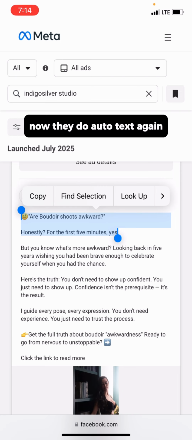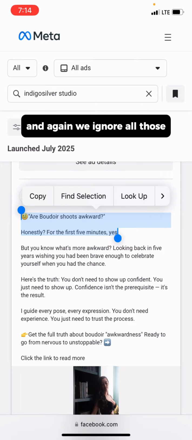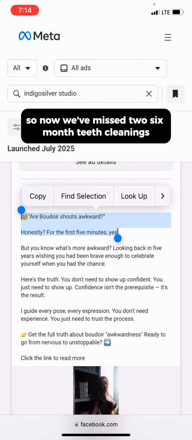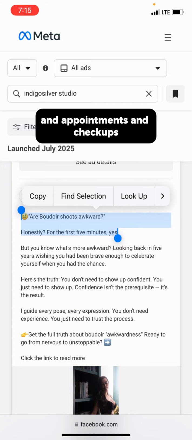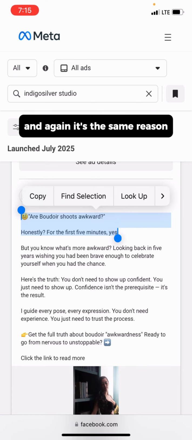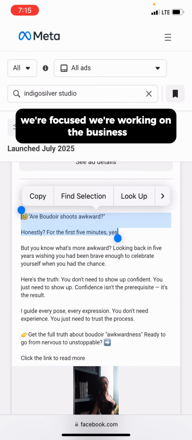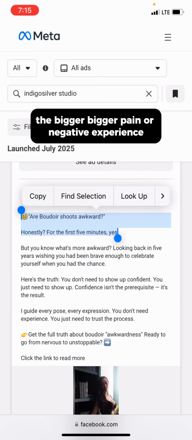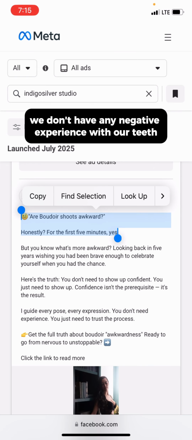Now, they do auto text again month 8, month 10, and month 12. And again, we ignore all those. So now we've missed 2 6-month teeth cleanings and appointments and checkups. And again, it's the same reason, we're busy, we're focused, we're working on the business. That's actually the bigger pain or negative experience we're dealing with right now, putting fires out. And we don't have any negative experience with our teeth.